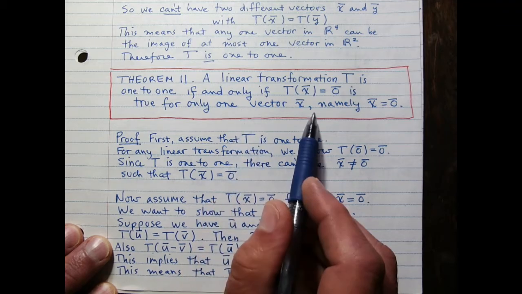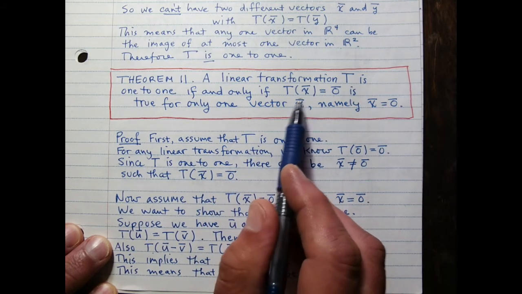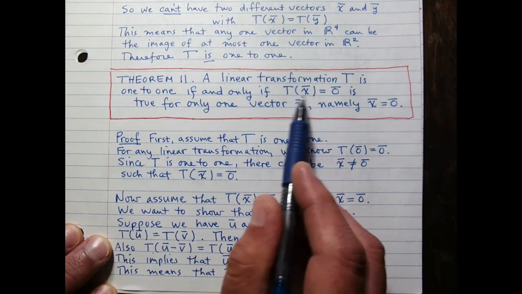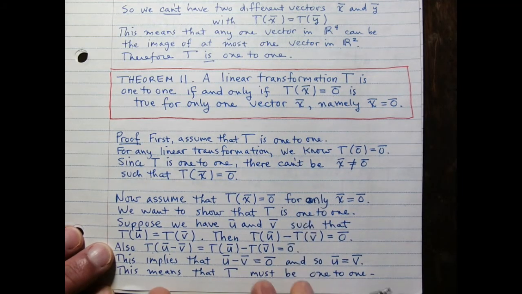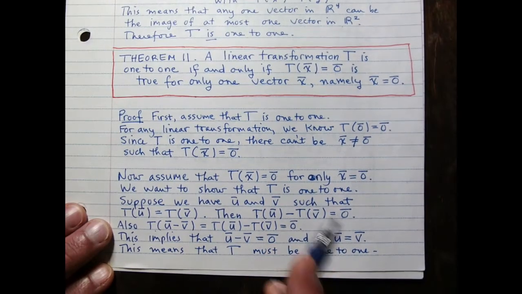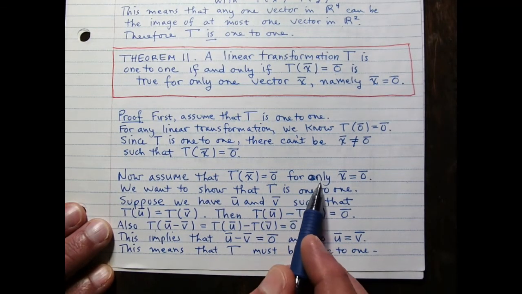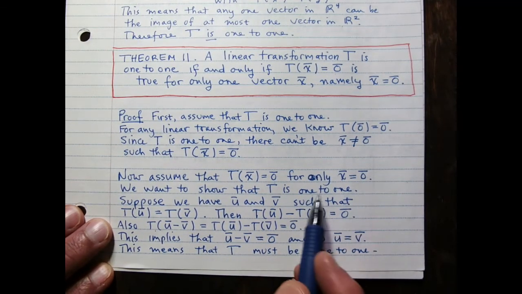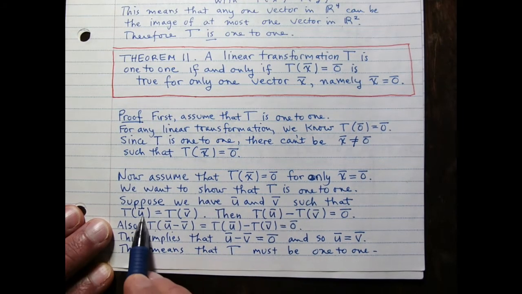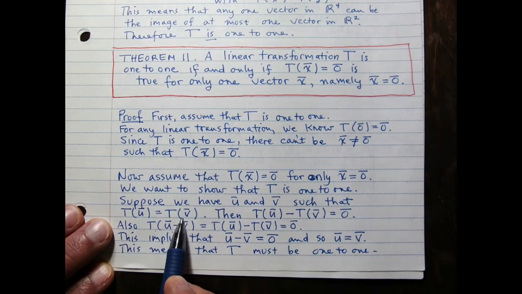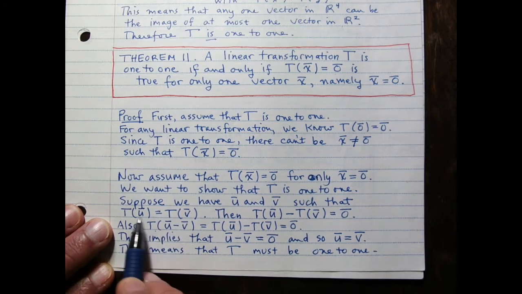Now we want to show the reverse. We want to say if we assume T of x equals 0 only for x equals 0, this implies that the transformation must be one-to-one. So assume T of x equals 0 for only x equals 0. We want to show T is one-to-one. Suppose we have u and v such that T of u equals T of v. We're going to end up showing that u must equal v, but let's see why.